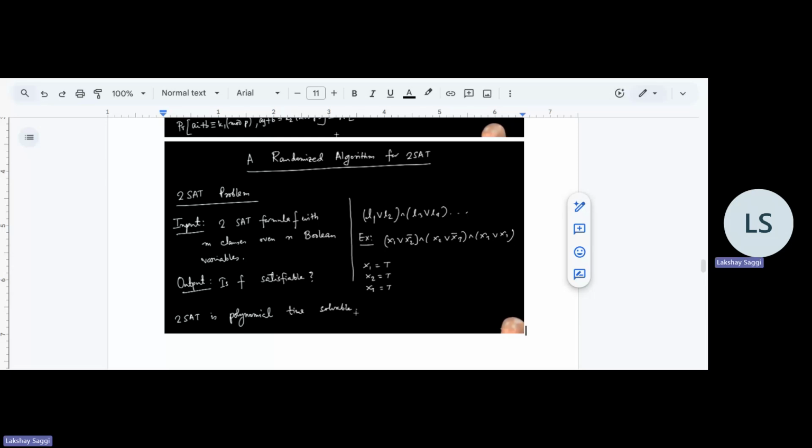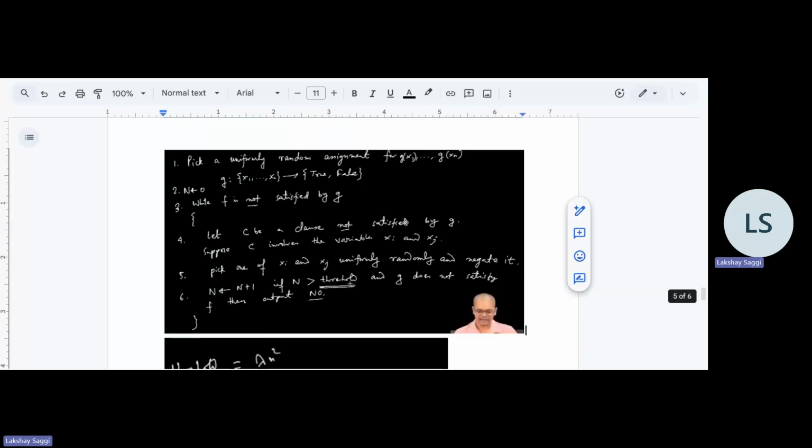And then for this two-set problem, a lot of you may have heard of the three-set problem, which is an NP hard problem, in fact NP complete. But note that the two-set problem is not NP hard, it's solvable in polynomial time. So suppose you are given this two-set formula and the problem asks us, is this formula f satisfiable? And it turns out that, like I said before, two-set is polynomial time solvable.